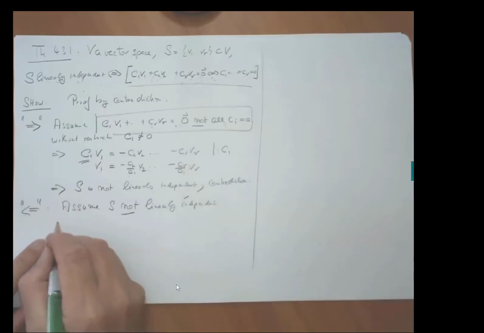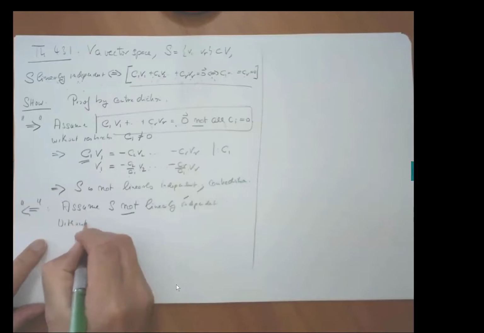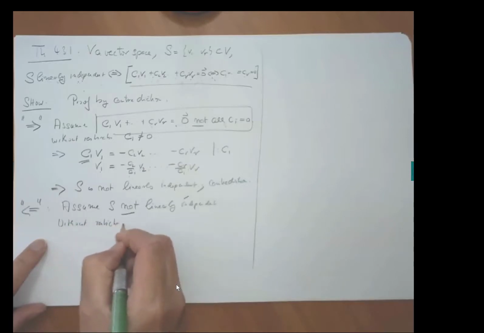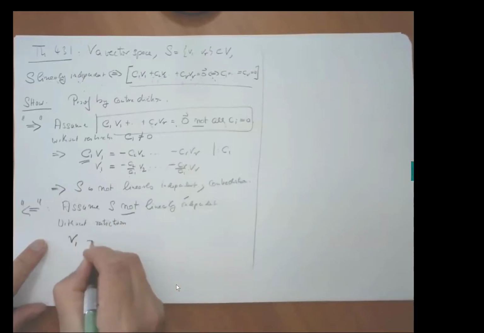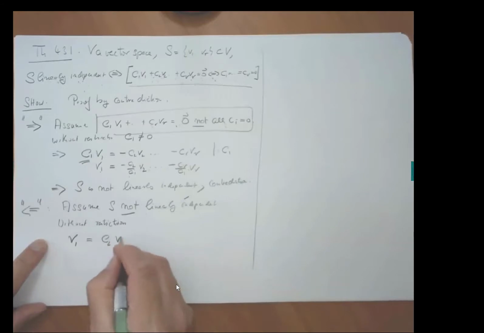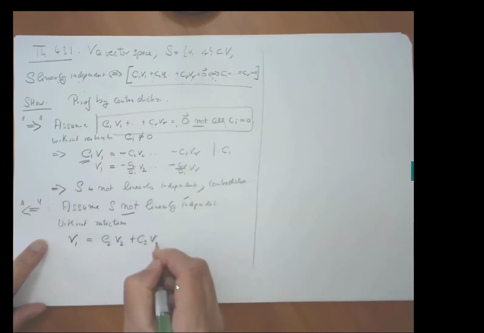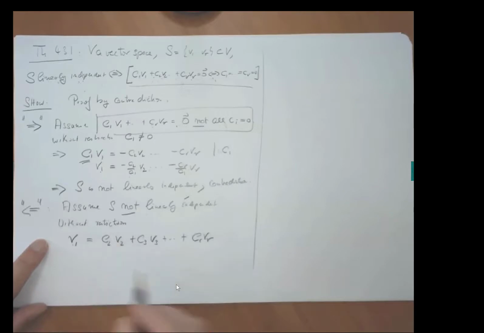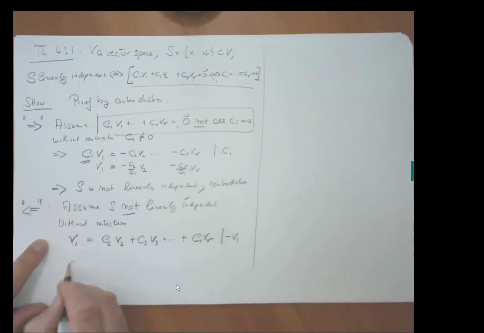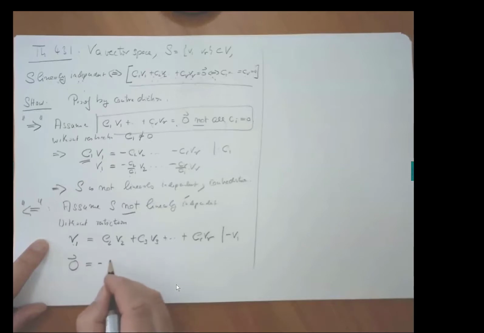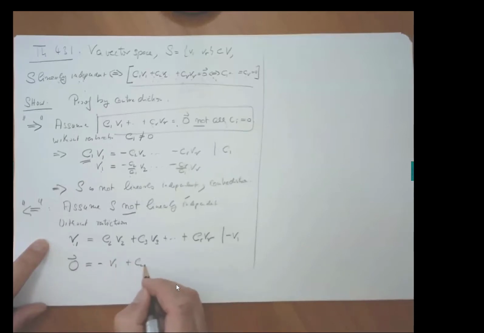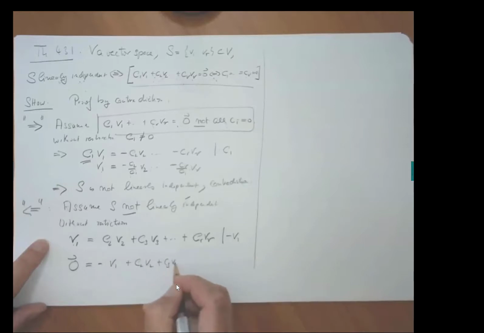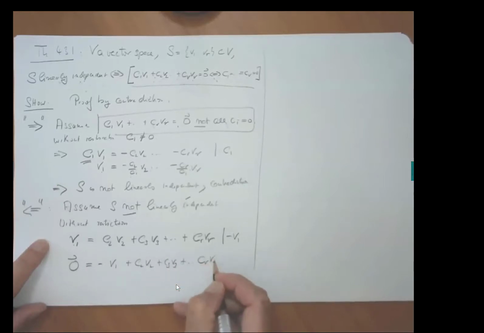So without restriction, we can assume that V1 is a combination of the other vectors: C2 V2 plus C3 V3 plus dot dot dot plus CR VR. Then I bring V1 to the other side. So I subtract V1 on both sides. So here we have the zero vector. It's minus V1 plus C2 V2 plus C3 V3 plus dot dot dot plus CR VR.